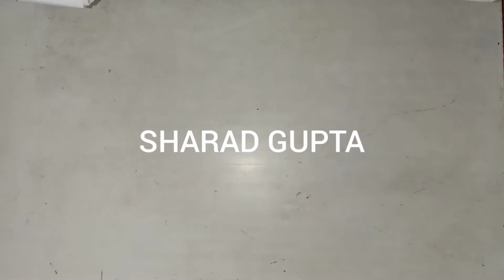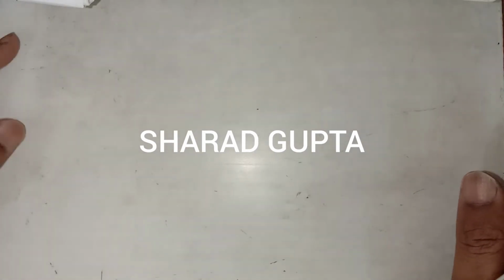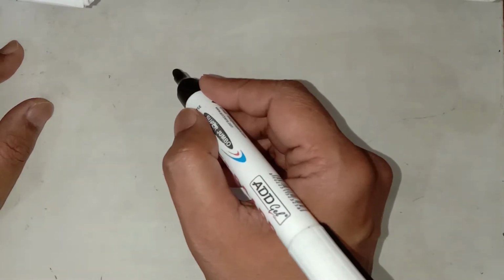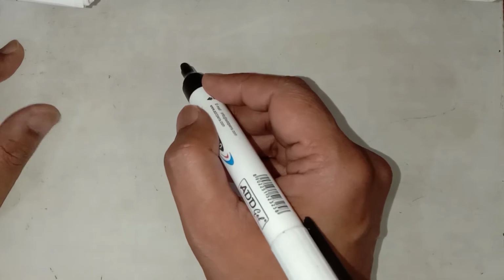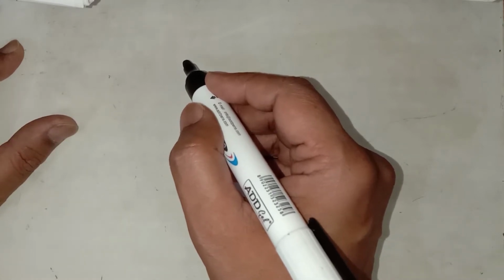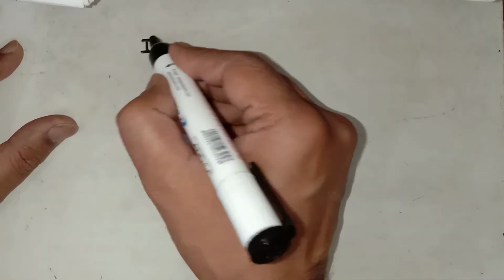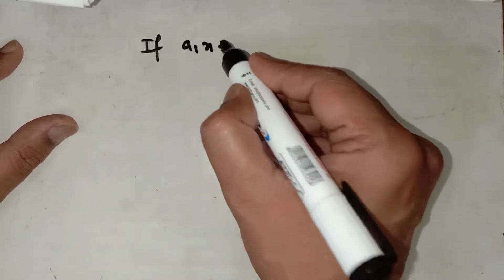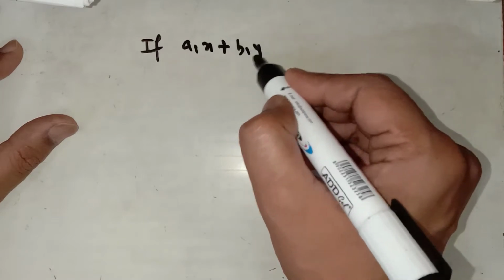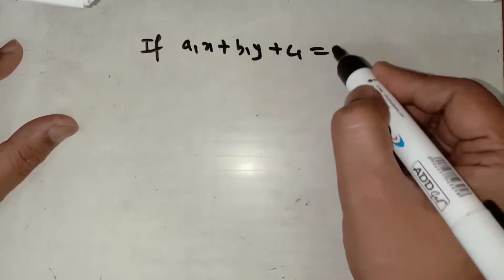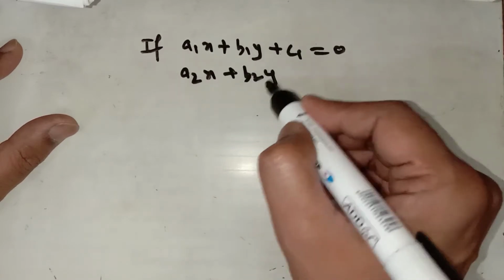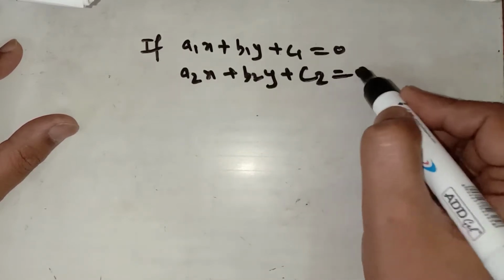Hello, this is lecture number 3 for the chapter linear equations in two variables, and in this lecture we'll discuss the consistency of linear equations in two variables. Now suppose we have the linear equations in two variables, and the second equation is a2x plus b2y plus c2 equal to 0.